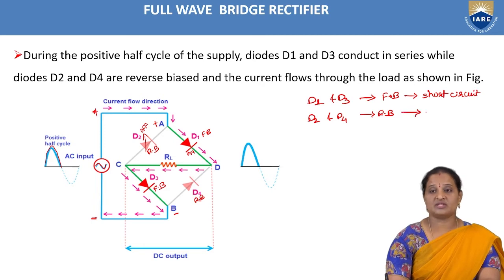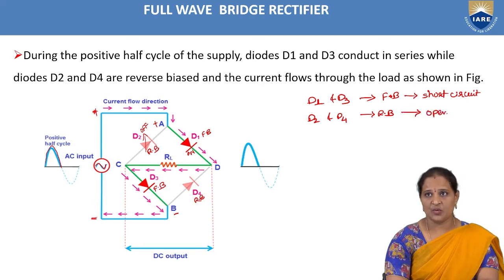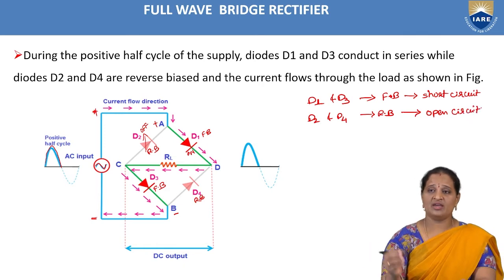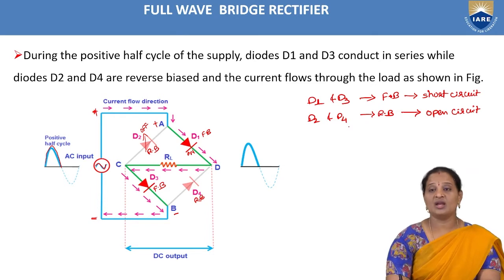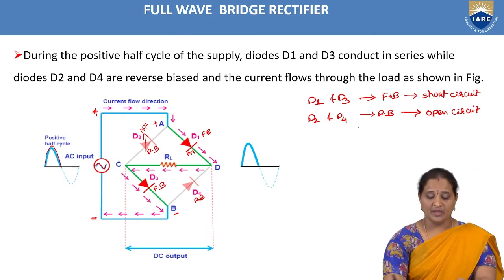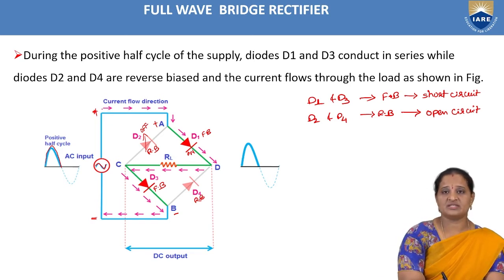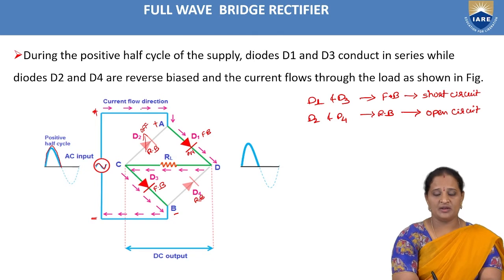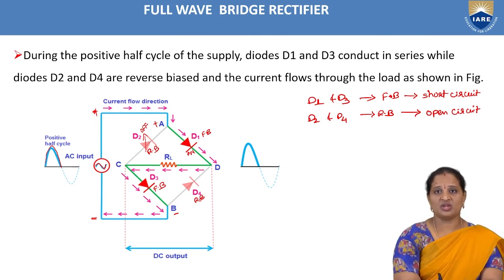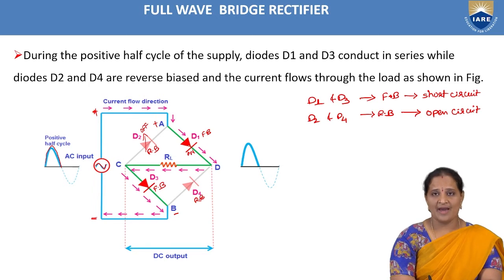When the diode is reverse biased, it acts as an open circuit. Open circuit means it offers very high resistance to the current flow, and as the resistance is high, no current can flow through the diodes D2 and D4. Now if you observe, as you all know, current always starts from the positive terminal. So the direction of current flow is as shown in the figure with the arrow marks.